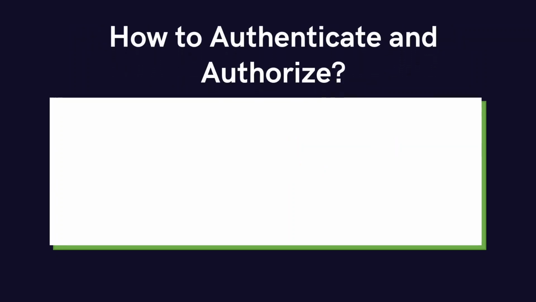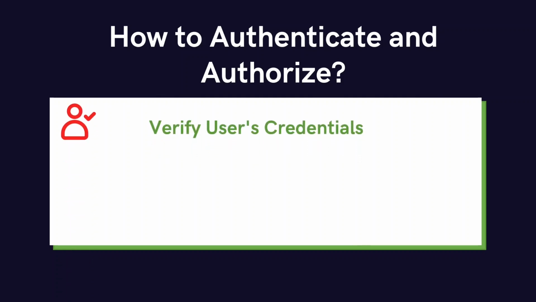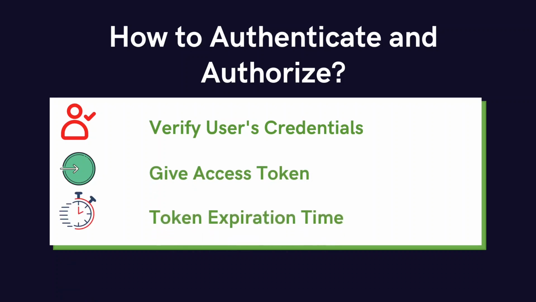Now, how do we authenticate and authorize the user? This is a very big part. First, we verify the user's credentials, and then we give them access and set the token expiration time. After the credentials are correct, we provide the access token to the user, and after the access token is granted, we can set the expiration time for a specific token.